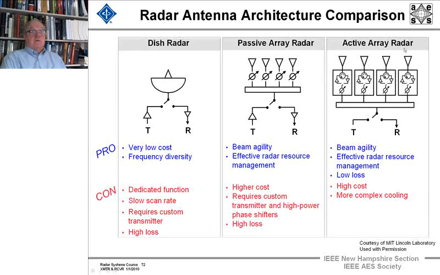An active radar, you've got beam agility, effective radar resource management, low loss, higher costs in both of these, and more complex cooling if we did the transmit both here and here. The thing that I did not mention were the cons in the passive array, which are it is also higher cost, and it requires a custom transmitter and high power phase shifters. These phase shifters got to be able to handle the high power from this big transmitter, and it's got higher losses. We're going to look at that in a moment.